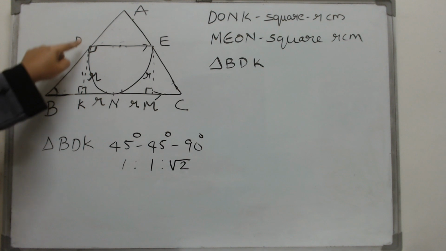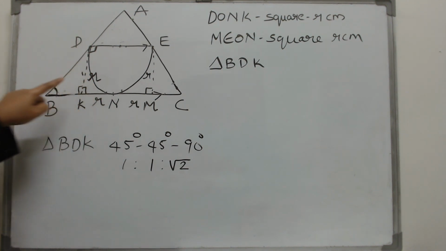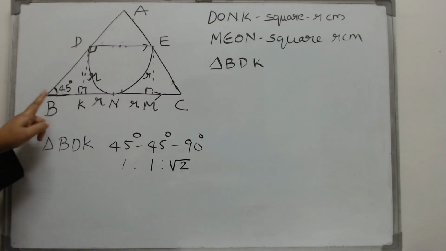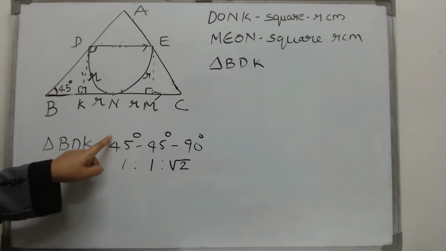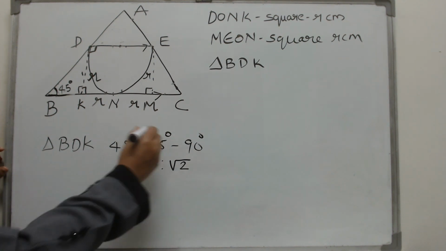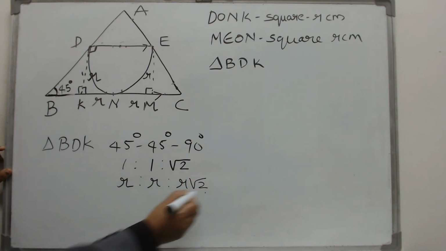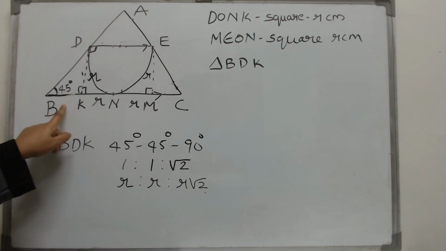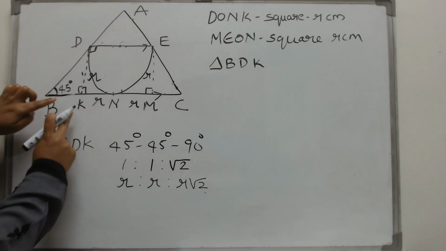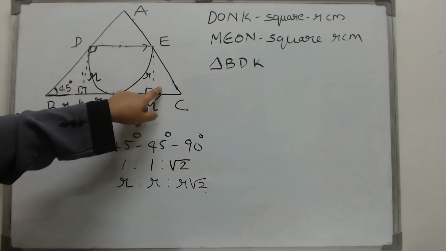Now, do we know the measure of any of the sides of this triangle? We know that DK is R centimeters, but DK is the side opposite to angle B, or in other words, the side opposite to one of the 45 degrees. So that means opposite to one of the 45 degrees, you have an R, then this is also going to be an R, and this is going to be R root 2. What do we need? We need this measurement, which is opposite to the other 45, which means here again you have an R. Now let us move to the final triangle.